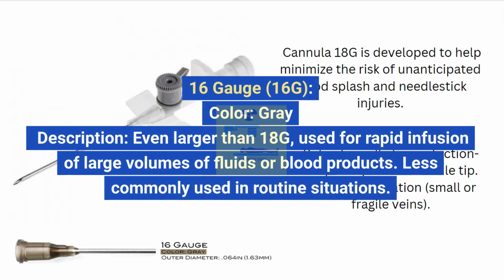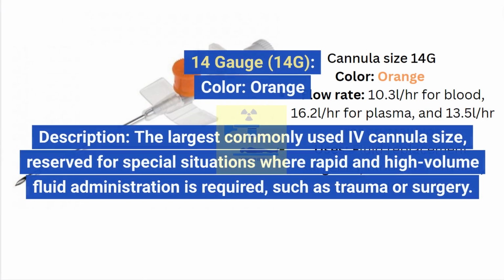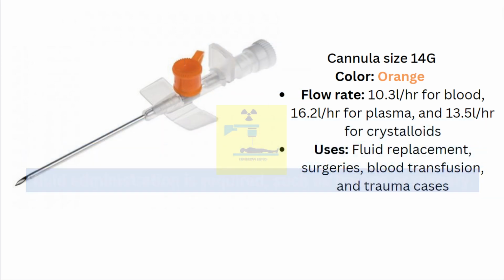16 gauge (16G): color gray, description: even larger than 18G, used for rapid infusion of large volumes of fluids or blood products. Less commonly used in routine situations. 14 gauge (14G): color orange, description: the largest commonly used IV cannula size, reserved for special situations where rapid and high-volume fluid administration is required, such as trauma or surgery.